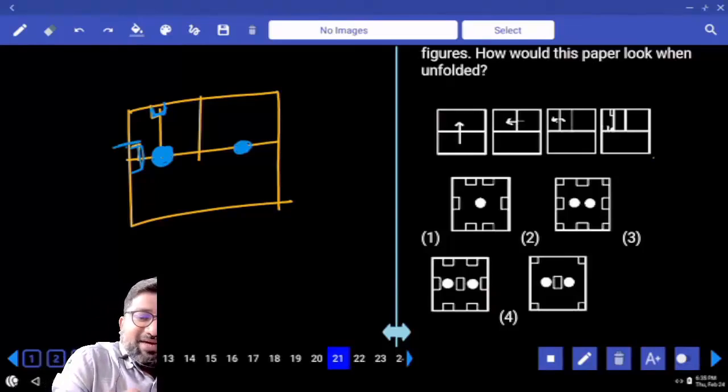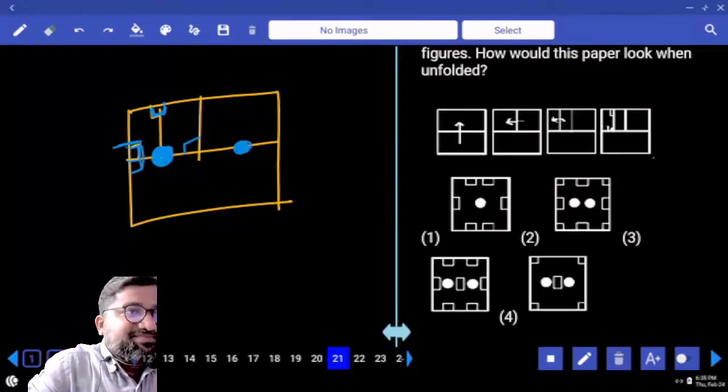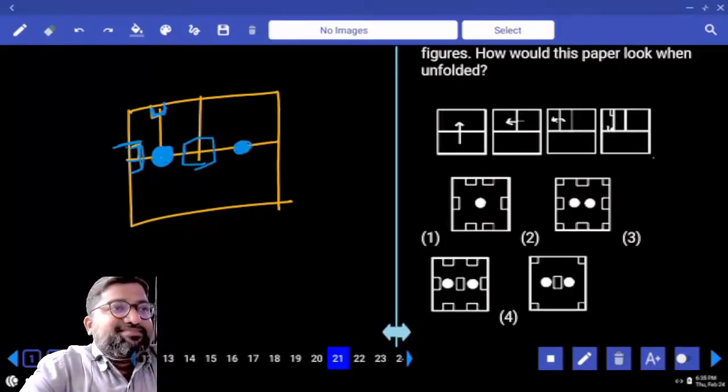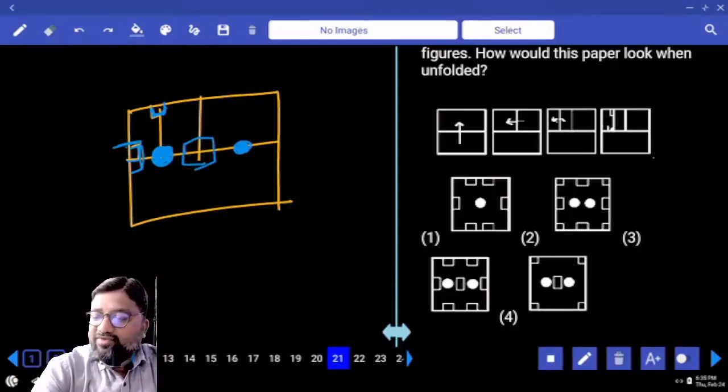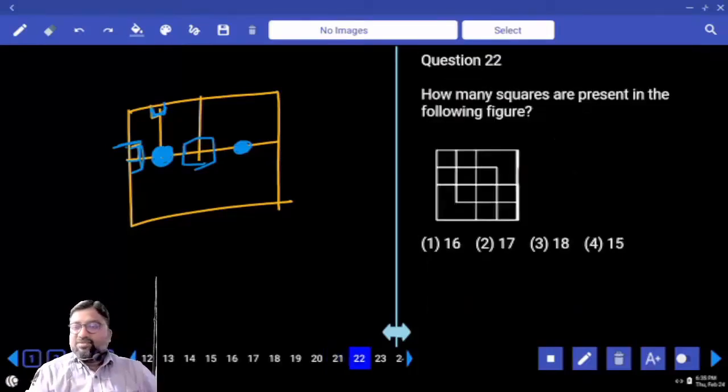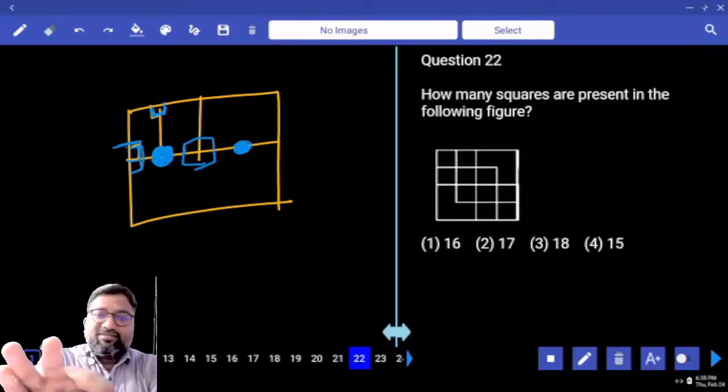Now tell me one thing. This part here, you will also get it here, because I'll fold the paper to the other side. And I'll get another rectangle type of figure here. Look at the options. Where do you find that? Khatam. Third option is my answer. Clear? 22. Counting the figures. This is a good question.